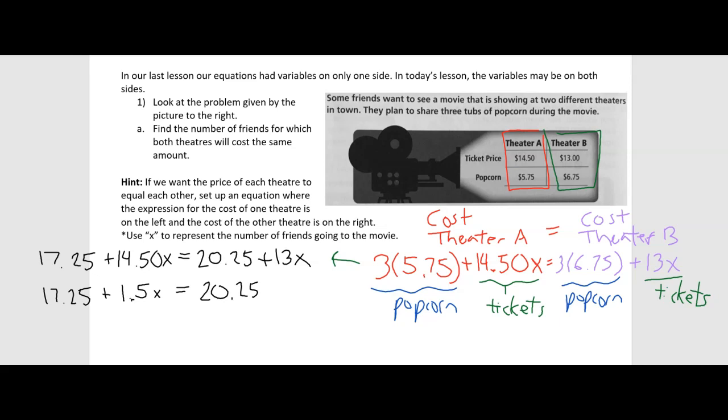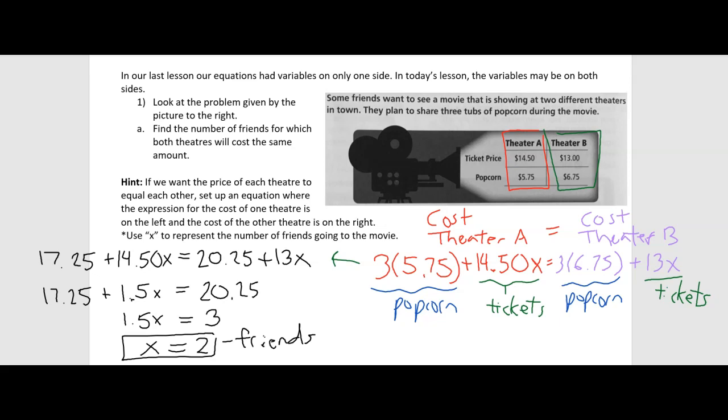Then I'm going to subtract 17.25 from both sides. So I'm left with 1.5x on my left-hand side. That is equal to 3 on my right-hand side. 20.25 minus 17.25 is equal to 3. If I divide both sides by 1.5, that is going to give me 2. So the number of friends where the theater will cost the same amount is 2. And we can put a little label on there, 2 friends.